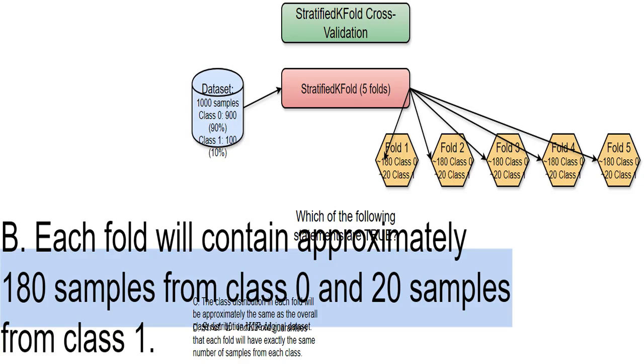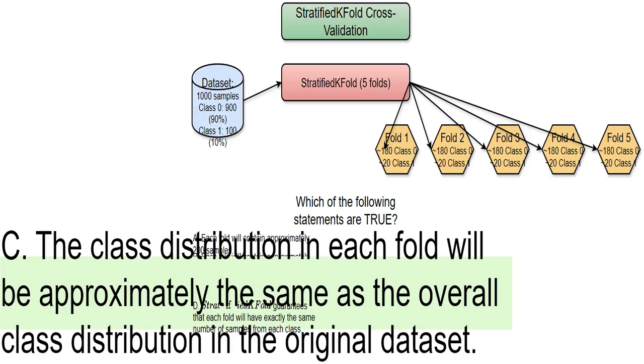This is correct. This is exactly what StratifiedKFold aims for. Because there are 900 samples from class 0 and 100 from class 1, each fold should have roughly 90% of its samples from class 0 and 10% from class 1. That translates to about 180 from class 0 and 20 from class 1 in each of the 5 folds, since 200 is 1/5 of 1,000. This is also correct.